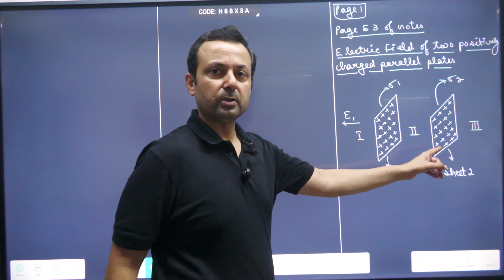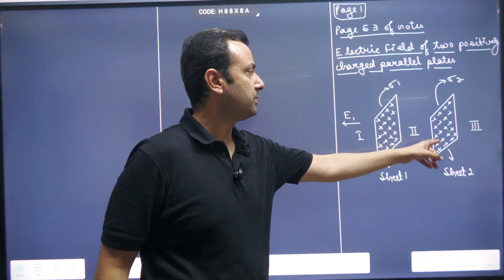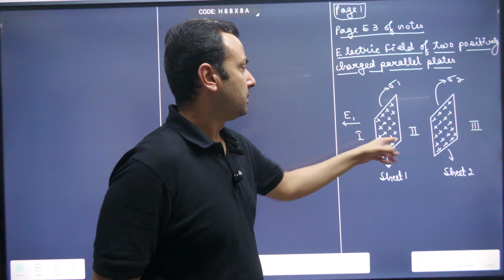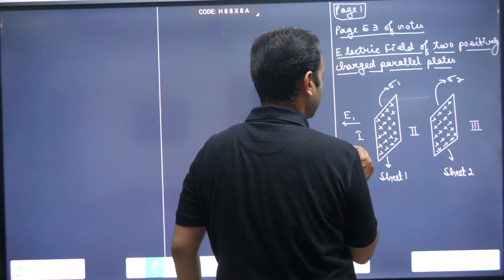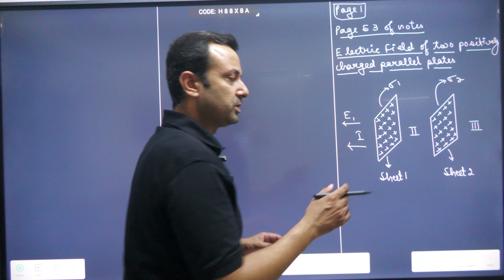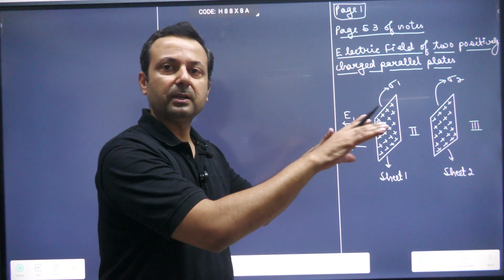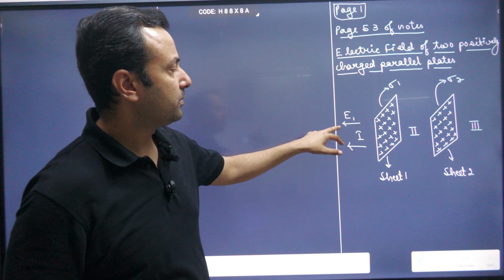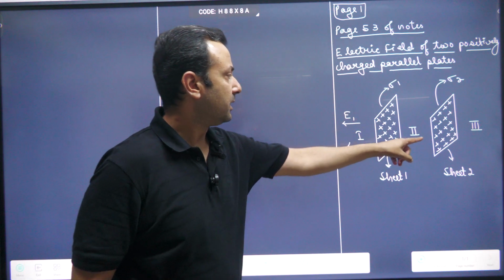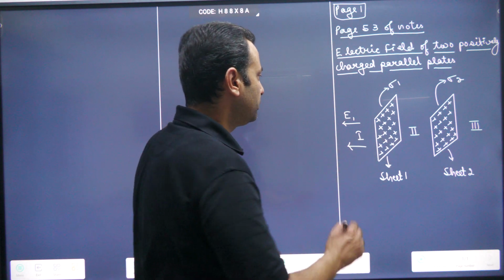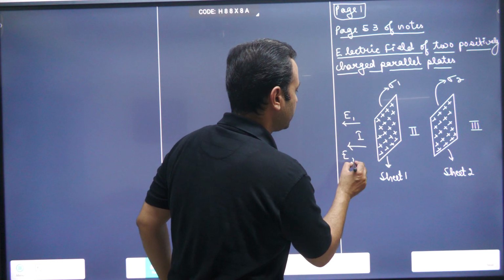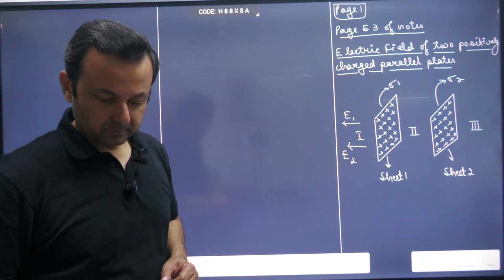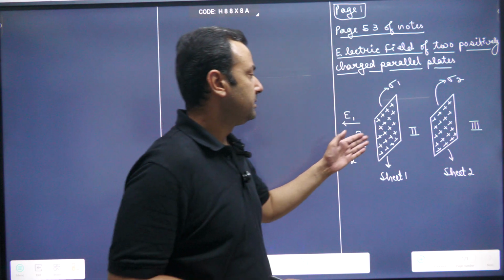Similarly, this is also a positively charged plate, and because of this plate the electric field here will again be in this direction. Positive charge always emits electric lines of force away from itself. Is this clear? This is E1, the electric field due to sheet 1, and this is E2, the electric field due to sheet 2. Is this clear to you? Tell me. Is this clear? Okay.